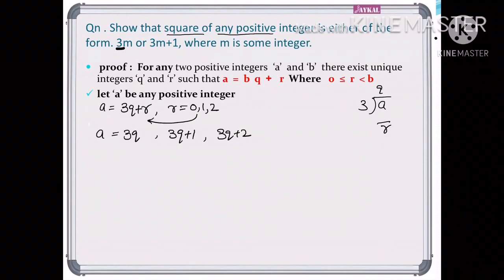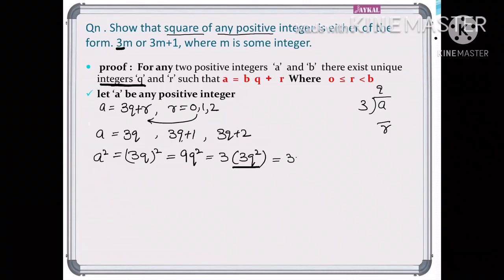Let us find the square of this integer a. First case, a is equal to 3q, then squaring both sides, a square is equal to 3q whole square, 9q square, which can be written as a multiple of 3 as 3 into 3q square. Now what can you say about this factor 3q square? We know q is an integer, so q square is also an integer and 3q square is also an integer. Let us consider this 3q square as any other integer, say m. Therefore, we have expressed square of the integer a as 3m.